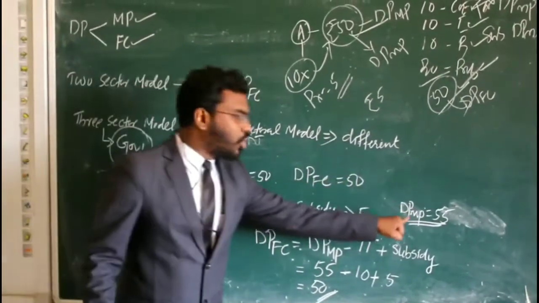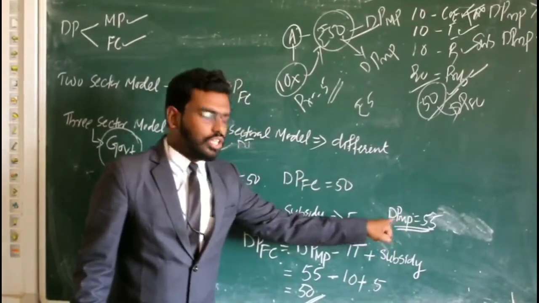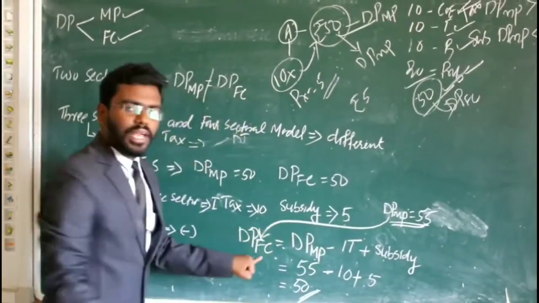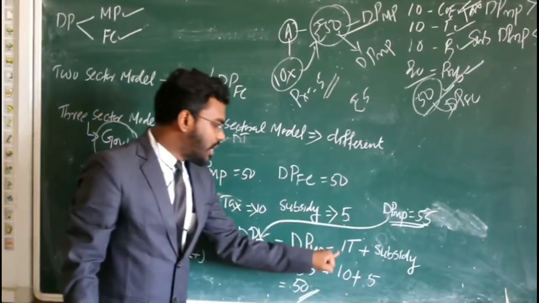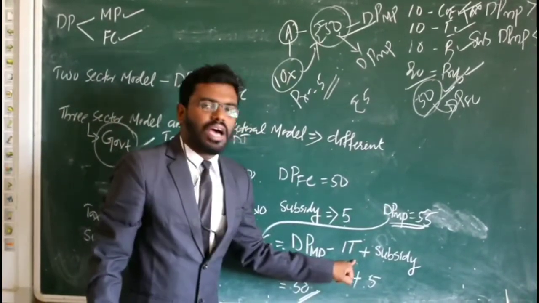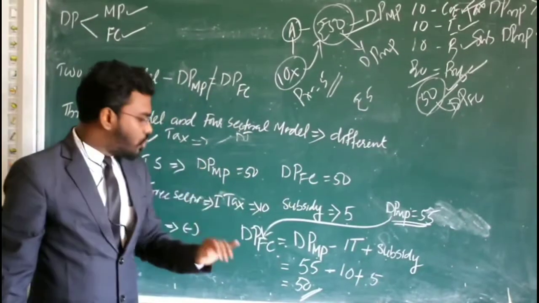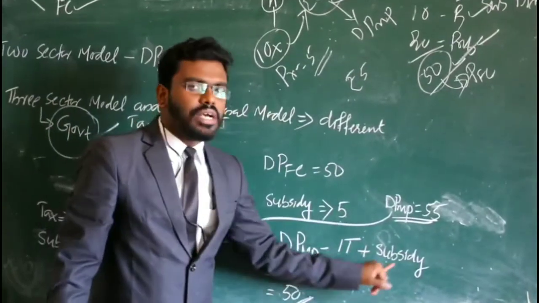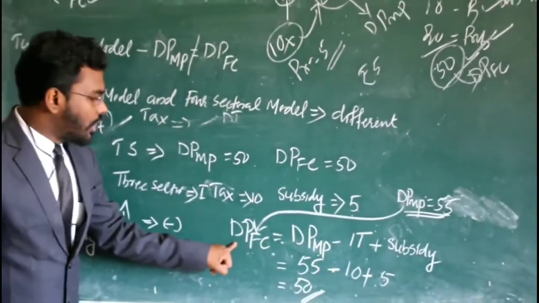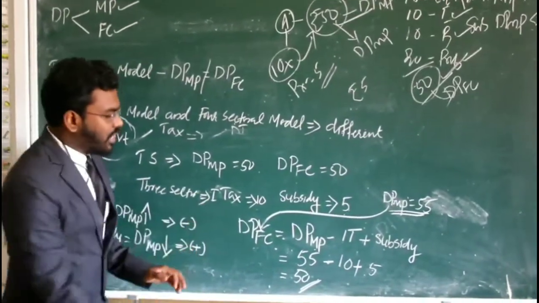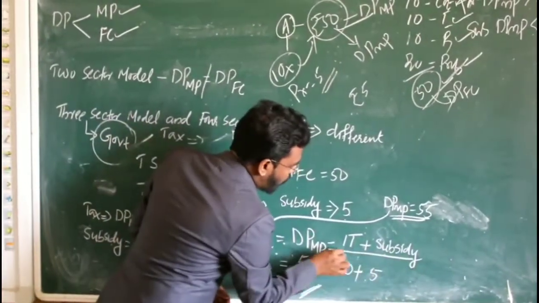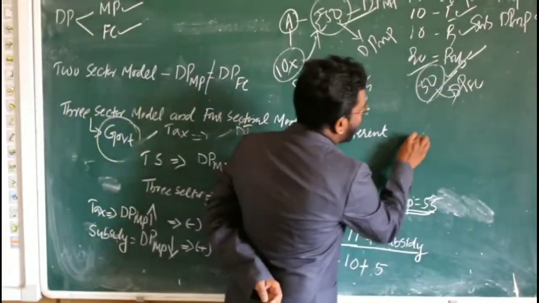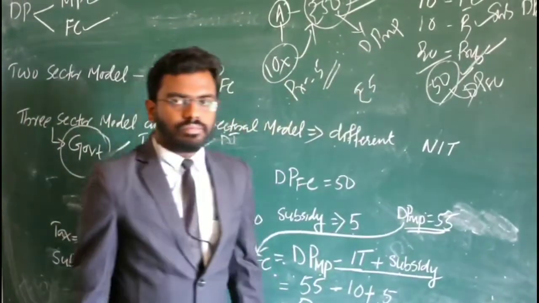So in order to convert domestic product at market price into domestic product at factor cost, DPMP into DPFC, what can we do? We need to subtract indirect tax and we need to add subsidy. So DPMP minus IT, indirect tax, plus subsidy, that is equal to DPFC. Otherwise, this minus indirect tax plus subsidy, we can write it as net indirect tax.